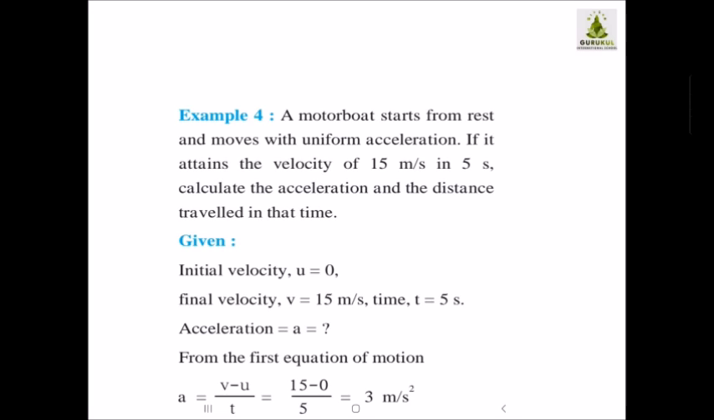So now here we have to find out the acceleration and the distance traveled in that time. So acceleration, you know already, a is equal to (v minus u) upon t, final velocity minus initial velocity upon time. Okay, so final velocity is 15. 15 minus 0 upon 5, you are getting the value of acceleration as 3 meter per second square.